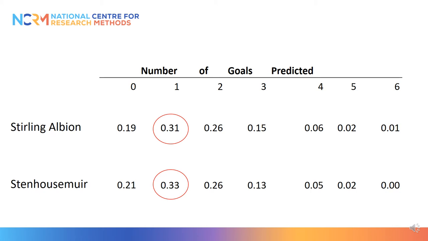In statistical terms, I've assumed that each event, i.e. each goal, is independent. Let's take a closer look at this chart. As a fan, I'd be delighted for the match to end with Stirling winning 6-0, but I can estimate that there is only a 0.001 chance of this result. Stirling have a very low probability of scoring 6 goals, and Stenhouse Muir have a 20% chance of not scoring a goal. So the result is 0.01 times 0.21.